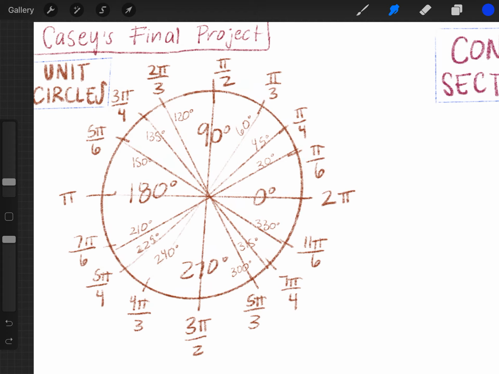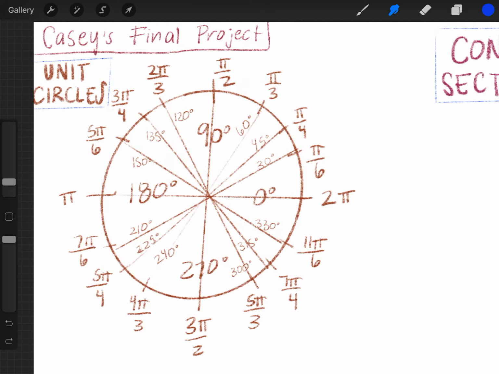This is the unit circle that we learned about earlier this year. As we can see here, the unit circle has these four main radians, which are 2 pi, pi, pi over 2, and 3 pi over 2. The radian of a circle is 1 pi, or in the circle, 180 degrees is 1 pi.